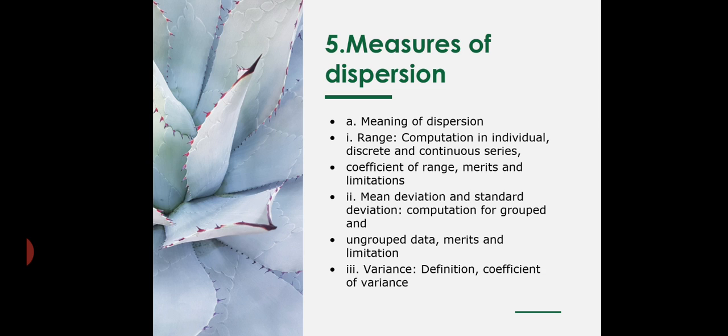First we have to see the meaning of dispersion, then dispersion types. There are four types: first range, second mean deviation, third standard deviation, and fourth variance. We have to see their definition, merits and limitations, and how to calculate them.